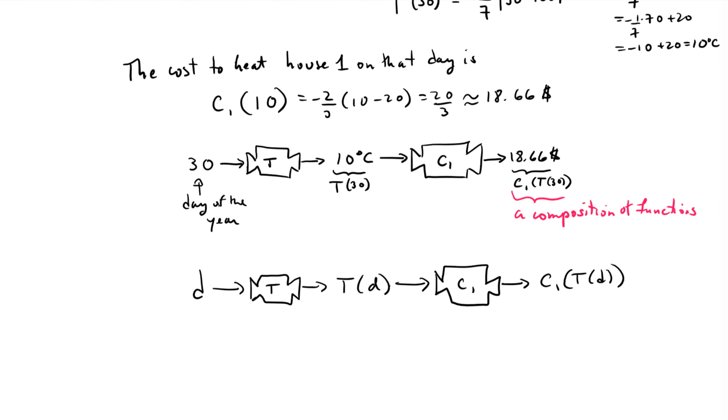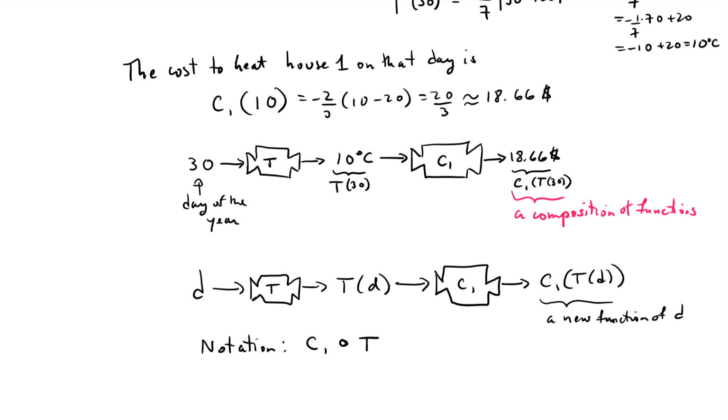So it gives you a new function, a new function of d, because d now is the input. Maybe I'm going to show you the notation. That new function, that composition of functions here, we would call c1. You have to put a full dot, so c1 dot t.